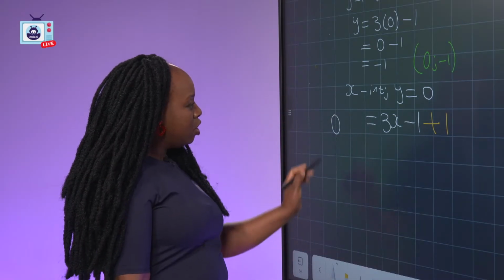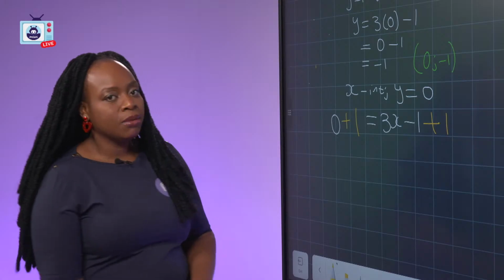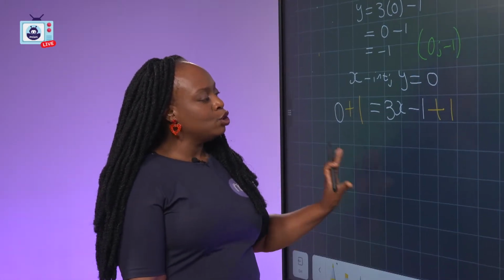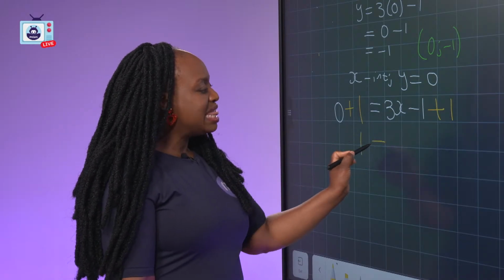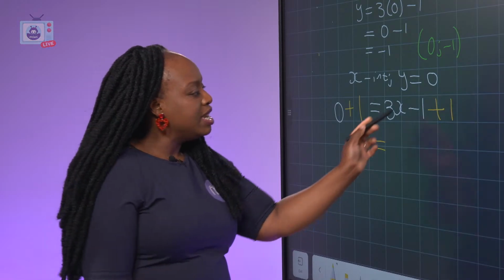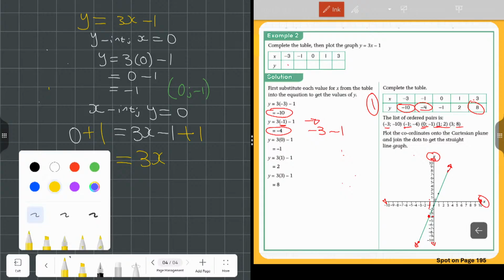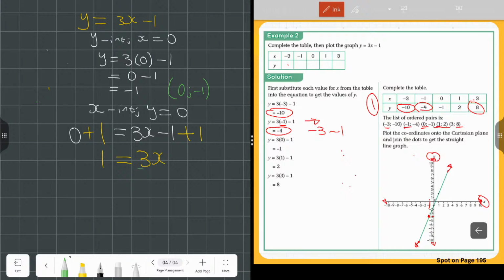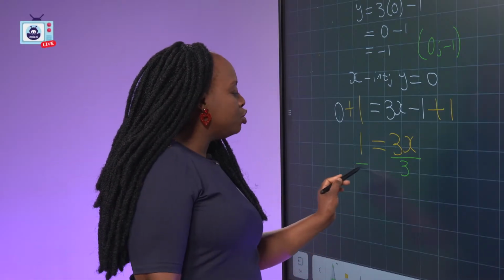Okay, so I had 0. And then I am going to add the 1. You can see I'm using my yellowish color there for you to see the relationship. So 0 plus 1, I will remain with 1. But then on my right-hand side, I have -1 plus 1, which will give me 0. So on the right-hand side, I'm going to just have 3x. Then for me to remain with the x, I have to divide by 3. But what I do on the right, I also have to do on my left.